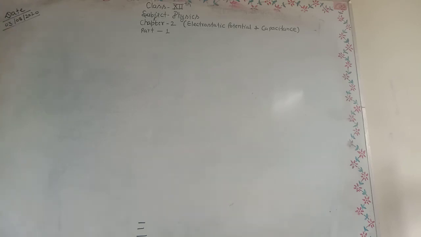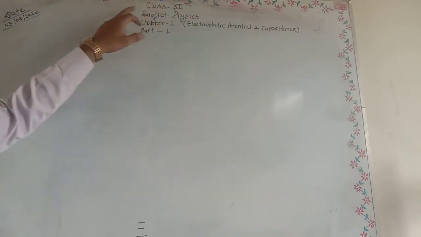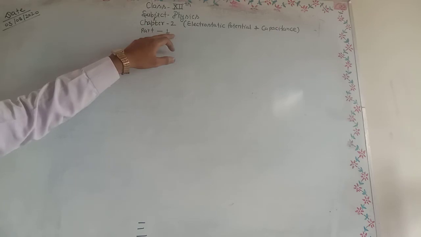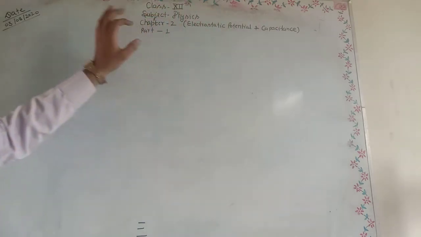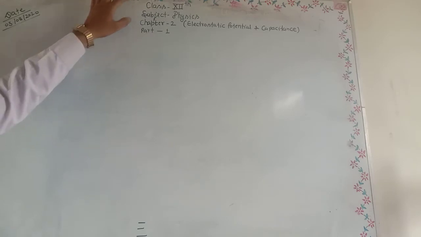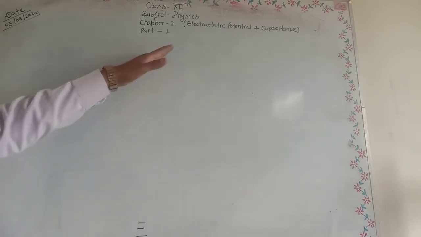Dear student, this video is for class 12th subject physics, chapter number 2, electrostatic potential and capacitance. This is the first part of the chapter. We will discuss the electrostatic potential.